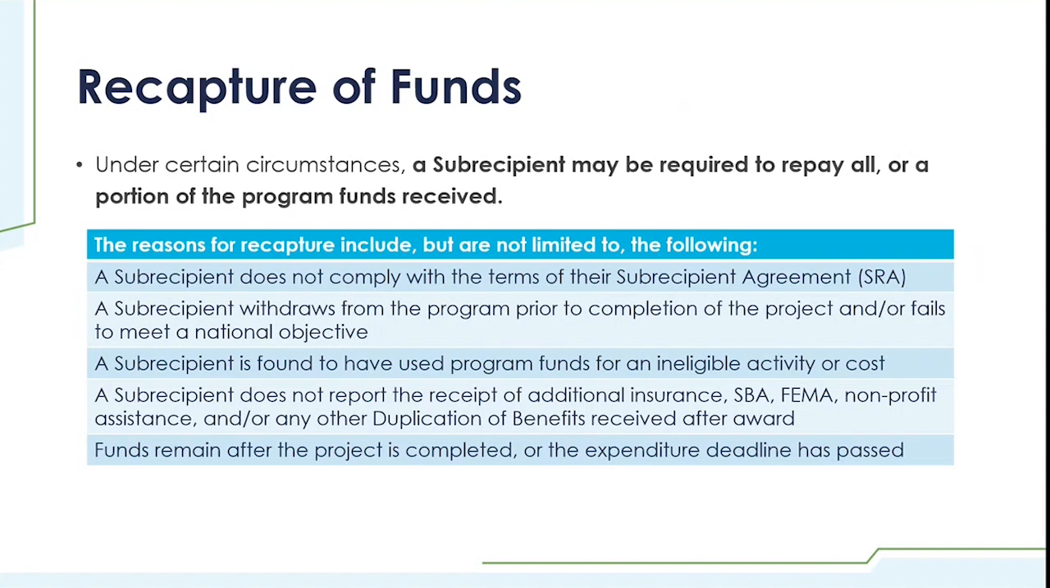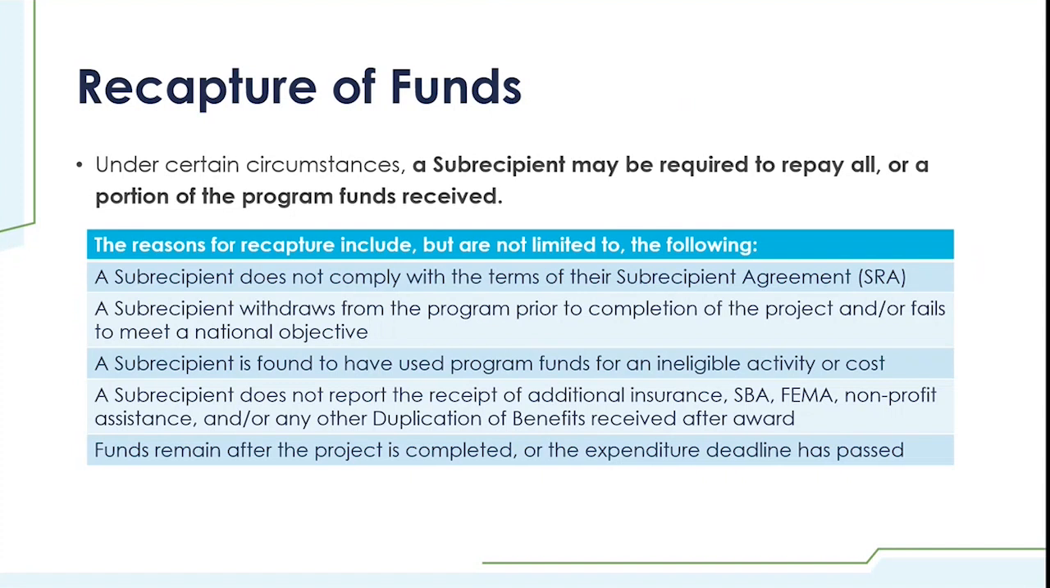If the subrecipient does not complete the project and they choose to withdraw from the program for a variety of reasons, or if they complete the project and do not meet the national objective that was set out in the application. Okay. Additionally, if it is found that program funds were used for any additional activity or cost, or if it's been found that there has been a duplication of benefits.